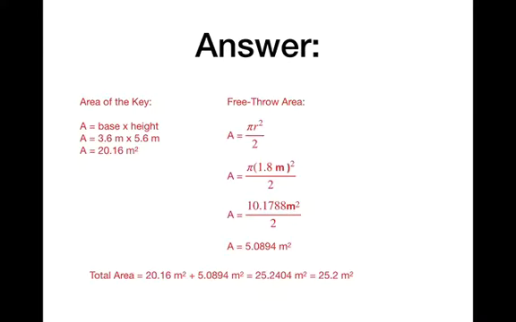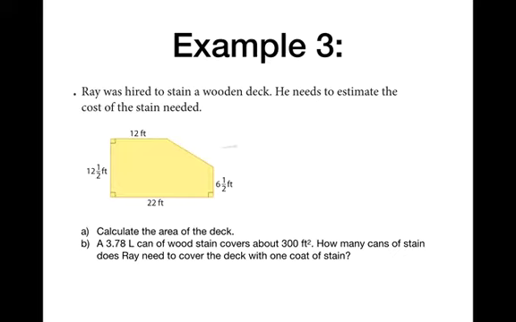Okay, and again, you see that same math that's happened there. All right, so we have a third example to look at. We'll be looking at 4 altogether in this lesson. So in this one, Ray was hired to stain a wooden deck. He needs to estimate the cost of the stain needed. Right, so what you have there in the image, that's what the deck looks like.